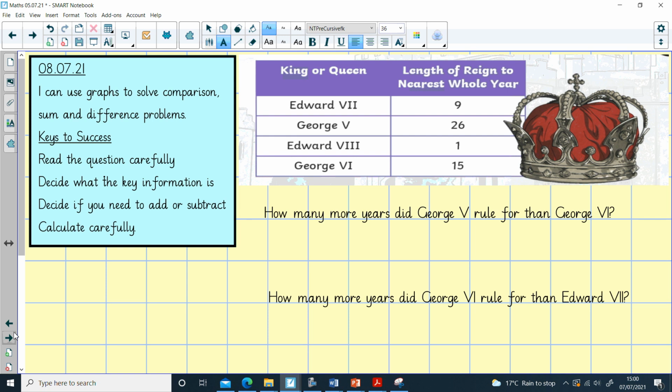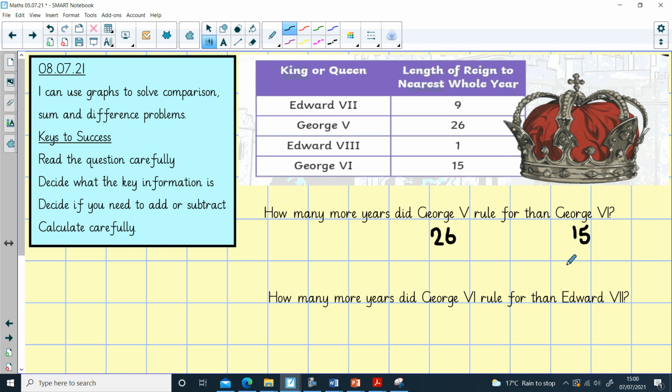Okay, so I've got a table with some information in, and the information is kings or queens and the length of their reign to the nearest whole year, so the length of time that they were king or queen. The first question is, how many more years did George V rule for than George VI? I can see that George V ruled for 26 years. I'm just going to make a note of that. George VI ruled for 15 years.